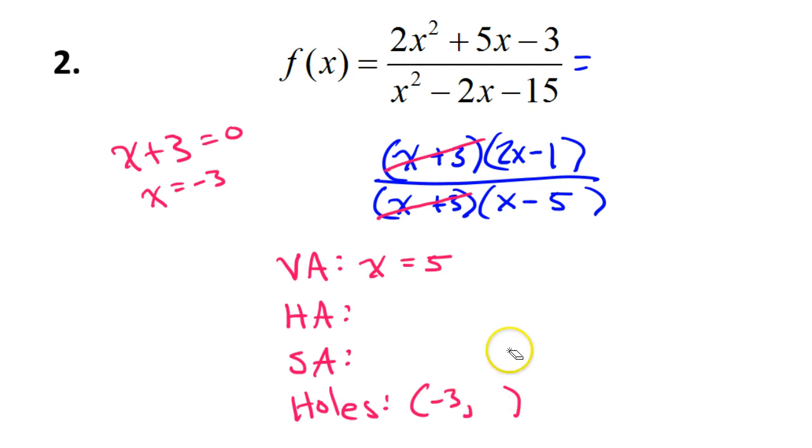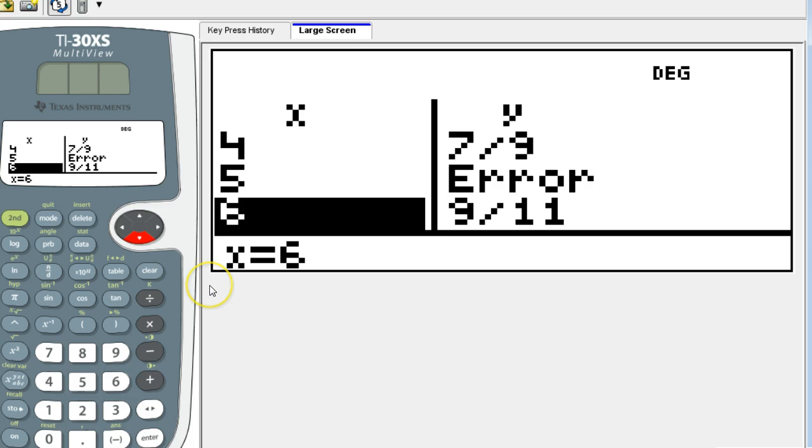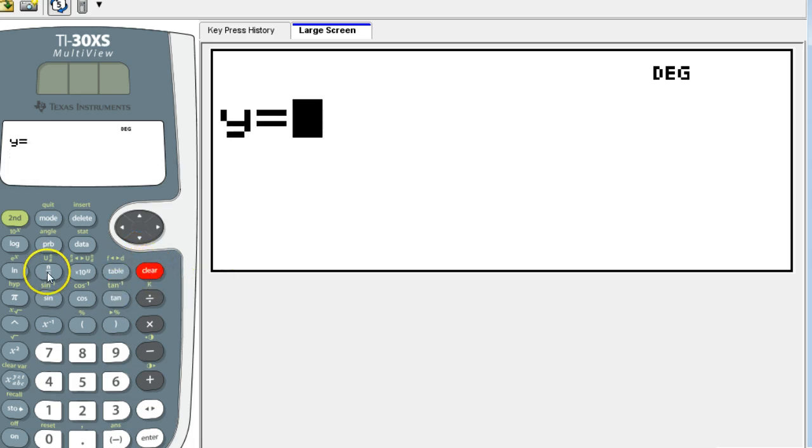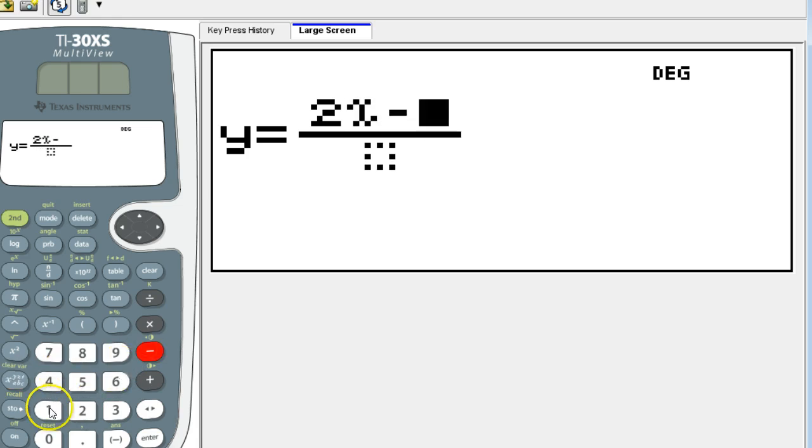How did I say we're going to get that? If I type in my original function, I'm going to get an error at negative 3. So what am I going to do? I'm going to type in the bootleg function, the version where we canceled out the x plus 3. I don't know why I'm calling it bootleg. There's nothing wrong with it. I just feel like it's fake because it's not showing all the information. But it will help get us the hole, so I shouldn't hate on it. Anyway, I'm going to put 2x minus 1 in my calculator.